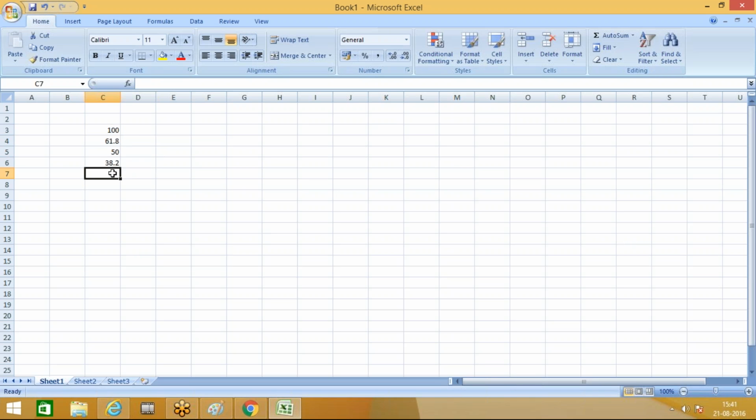Similarly, what is the next Fibonacci number? If you subtract 38.2 from 61.8, equals 23.6. So 23.6 becomes your next Fibonacci number. So even I don't memorize all the numbers. All I do is memorize this one number. Whenever I have to use it, I can derive the other numbers accordingly.